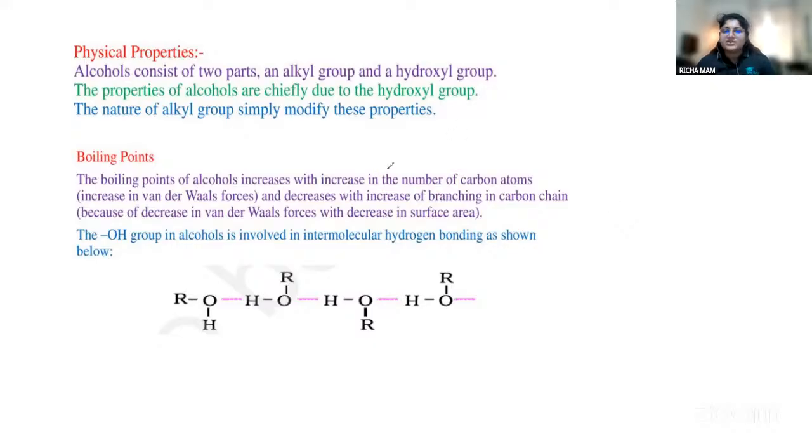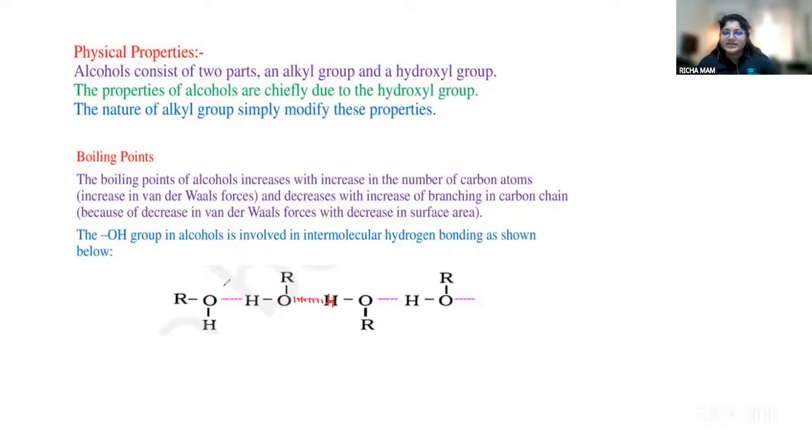So there are some forces acting between the carbon, hydrogen and oxygen. Van der Waals forces are there. As the branching increases in the carbon chain, there will be a decrease in the boiling point, because of the decrease in van der Waals forces, and the surface area also will be less.